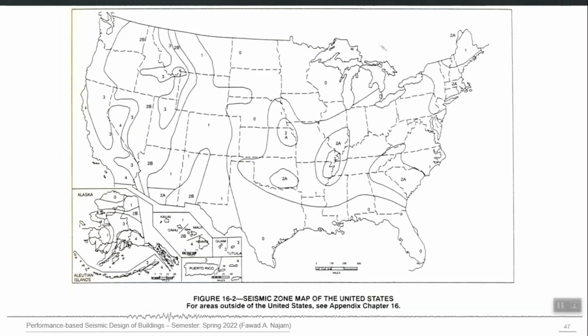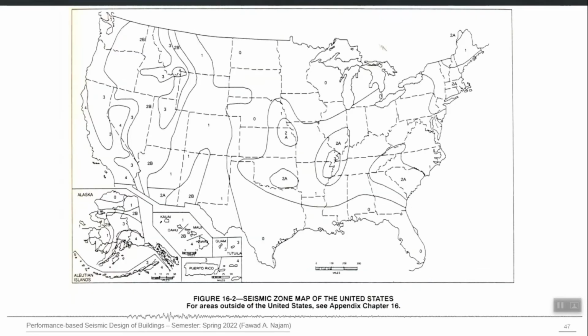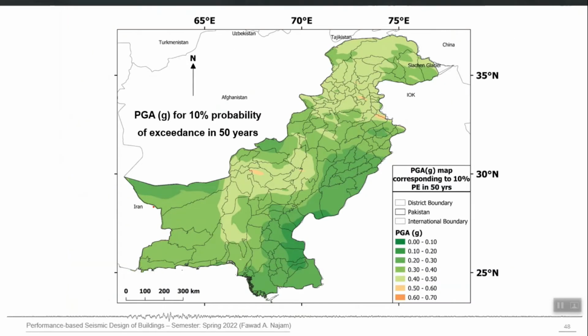Similarly, this is another seismic zone map. This is a zone map; the previous one was actually the PGA map. So PGA ranges are used to convert it into a zone map. Here you can see 0, 1, 2A, and similarly you will also find 2B, 3 and 4.